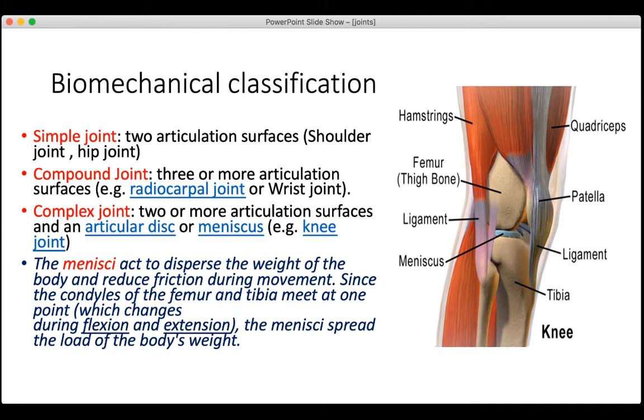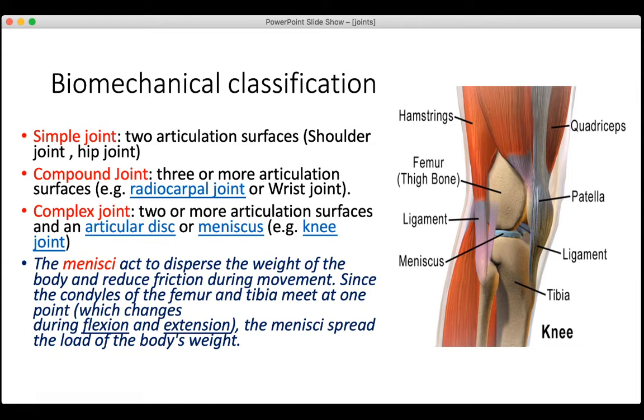And on the right hand side you can see, this is basically cushioning, a cartilage, which will help you to provide cushioning, reduce friction and balance your weight. And if it gets torn, then it can lead to great damage to your knee. The meniscus spreads the load of the body weight, because this is a very crucial thing biomechanically. Your whole body weight is taken by your knees, so this disc or cartilage will help to balance it.